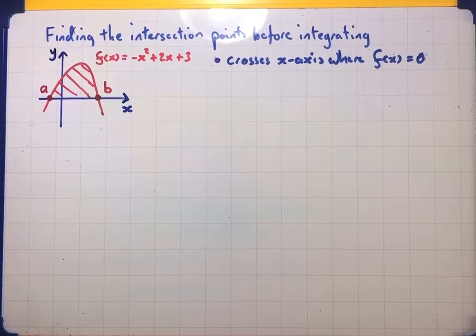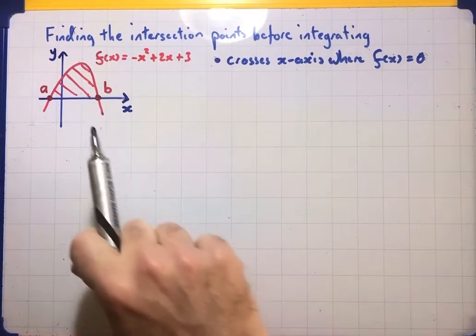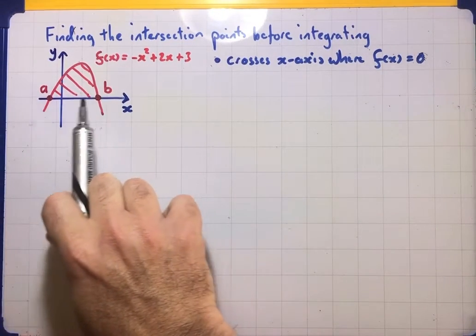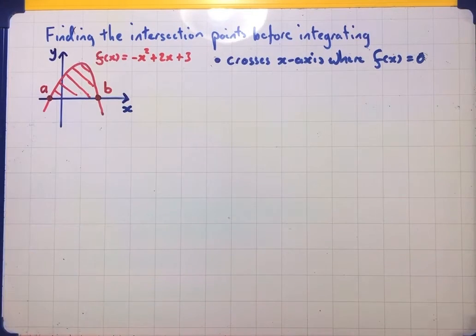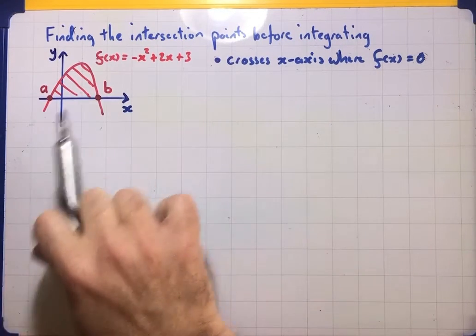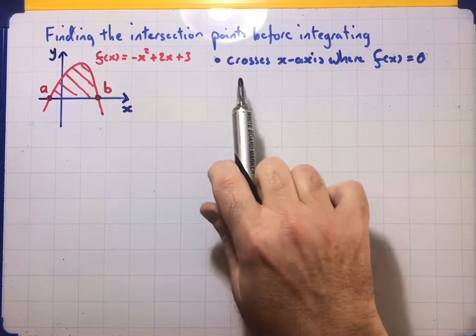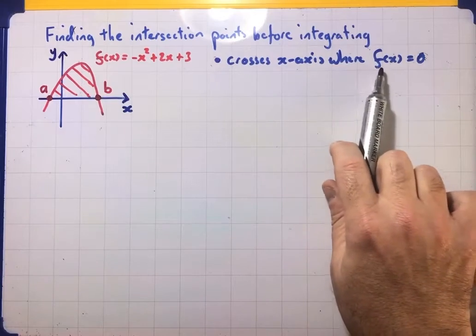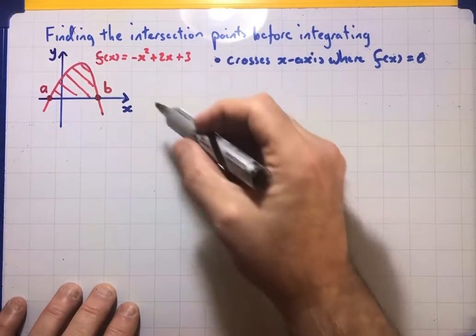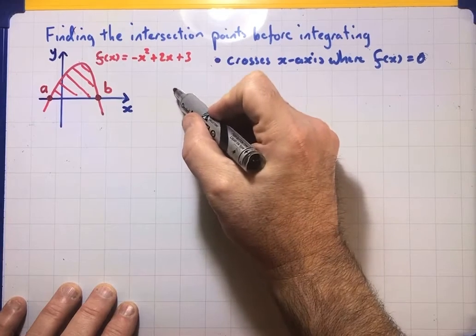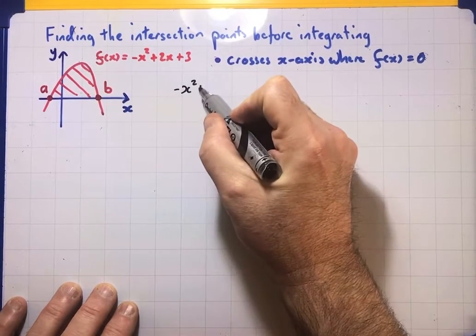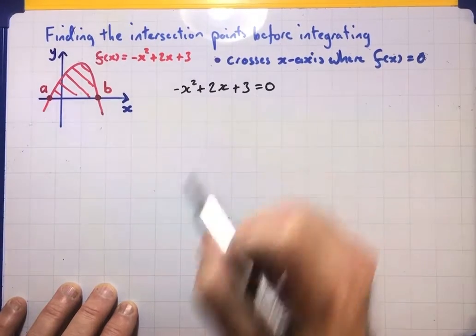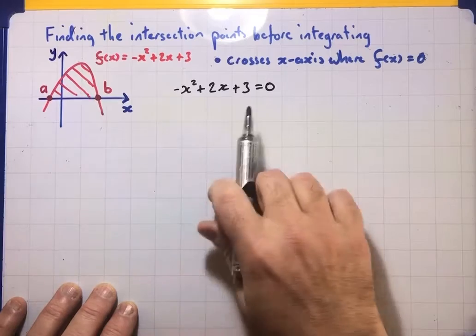The next bit we're doing on integrating, again we're working out this area here, but what we haven't been given is where it crosses the x-axis. So we haven't been given A and B. But remember, from curve sketching, it crosses the x-axis where f of x equals 0. So we can start off by writing minus x squared plus 2x plus 3 equals 0. That's the equation I'm going to solve.